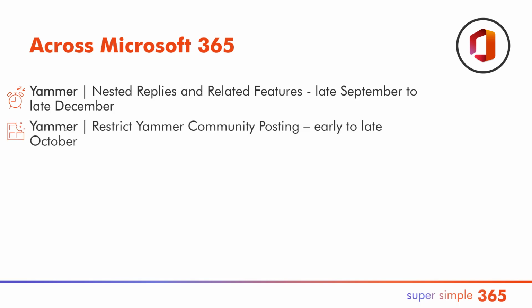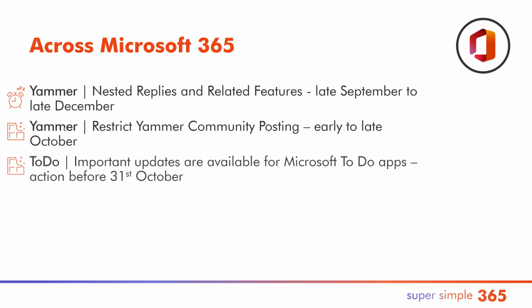Another Yammer one, restricting Yammer community postings. So it just means that the owner is going to get a bit more control over what can and can't be posted in there. And that is due over the next, say, 3 or 4 weeks by the looks of it. To Do now, if you are a To Do user and you use the apps on your phone or your device, then you need to update it. So get that updated by the end of the month if you want to get the latest features and you want it to not stop working.